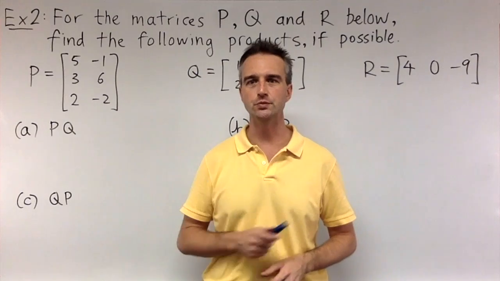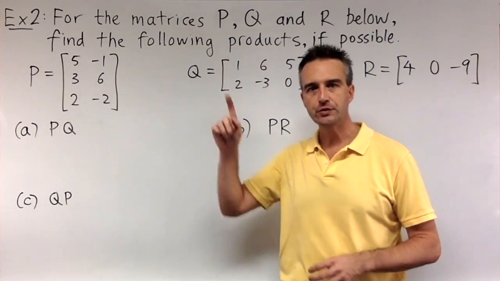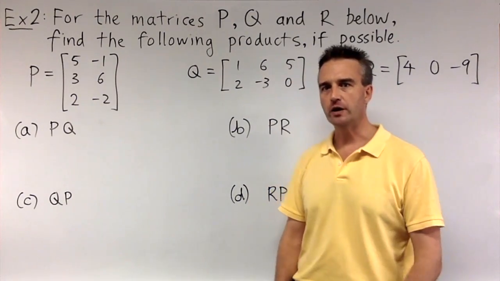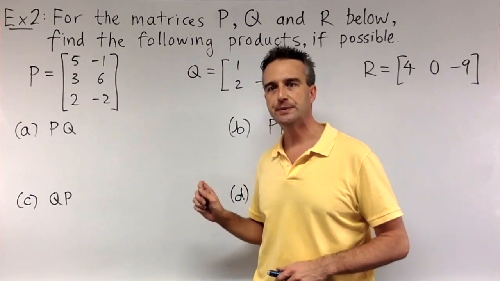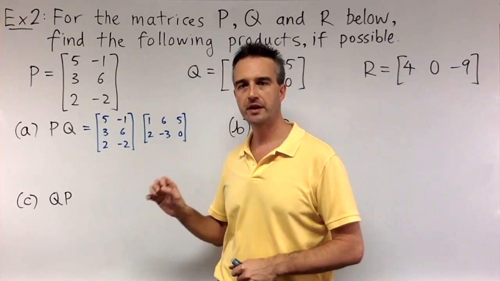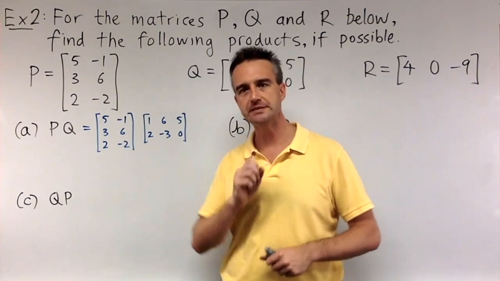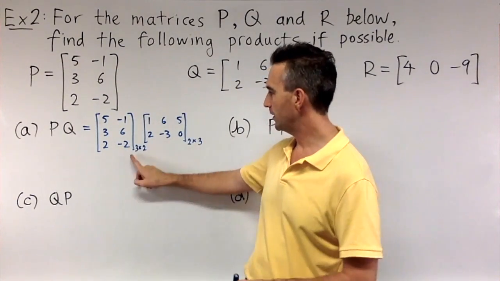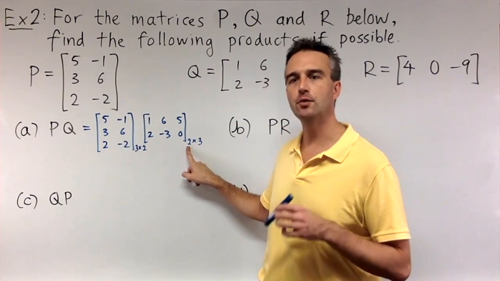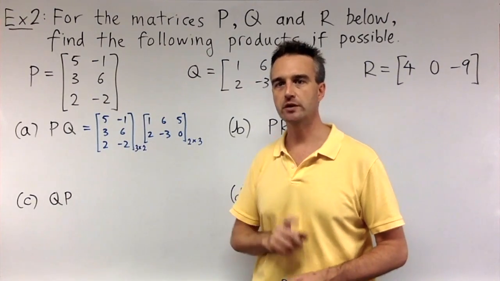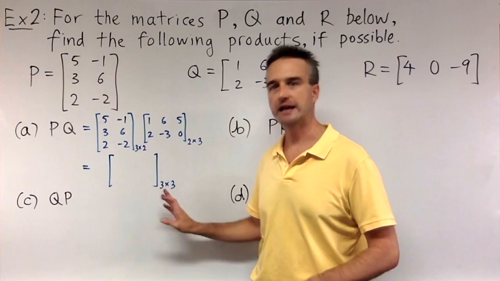On to example 2. Let's get a little bit more practice. We have the matrices P, Q, and R. Let's try and find these following matrix products. The first one, matrix P times matrix Q. There they are written out. But is the matrix P times the matrix Q able to be done? Looking at the orders, we have 3 by 2, 2 by 3. The two inside numbers match up and they are both 2's, so yes, this product is possible. And it is going to give us a 3 by 3 matrix as our answer.